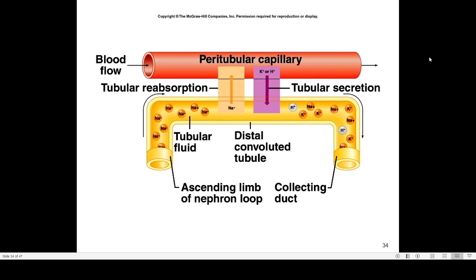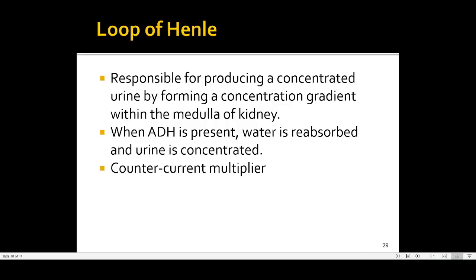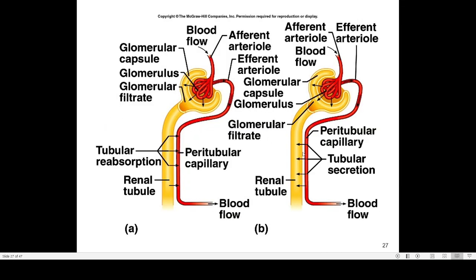Here you can see that this is the blood vessel and this is the urinary tubule. This is how the whole structure is. The arrows are shown in this direction. That is, when blood is flowing through the efferent arteriole, certain substances will be pumped back into the urinary tubule again. That process is known by the name tubular secretion. It's simply secretion of certain substances.